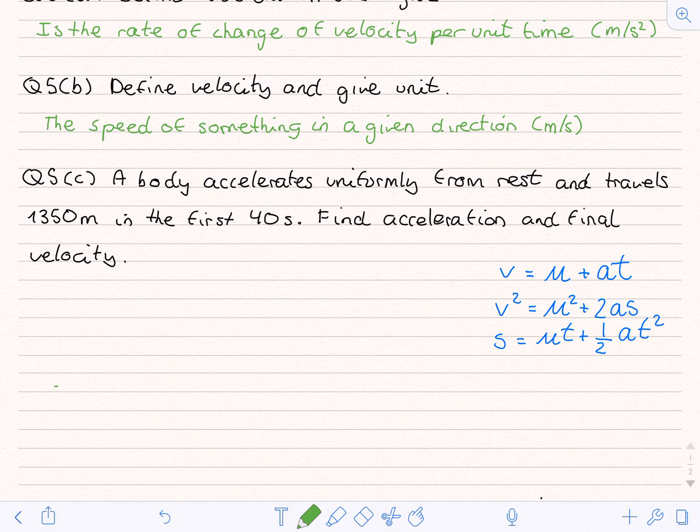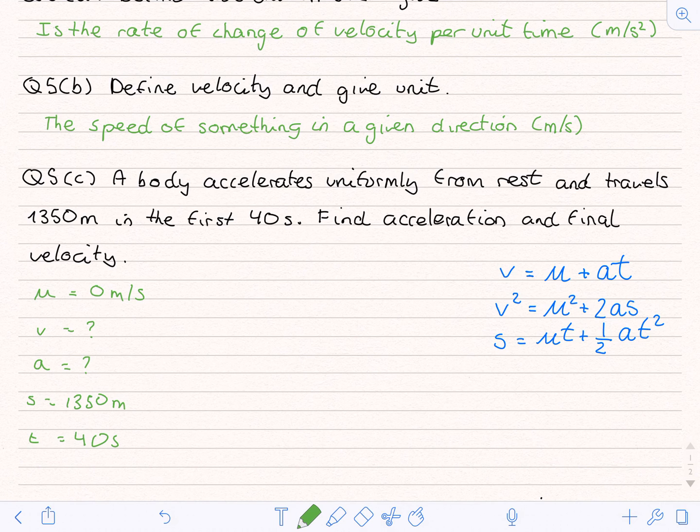What we do again is write down all we know. The initial velocity is 0 meters per second. The final velocity we don't know yet, because that's what the question is asking us. The question is also asking us the acceleration. We know that the distance is 1,350 meters, and we also know that the time is 40 seconds. Okay, so now that we know that, let's get on with it.